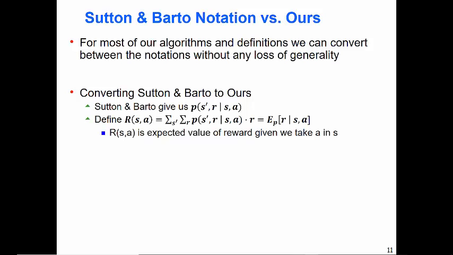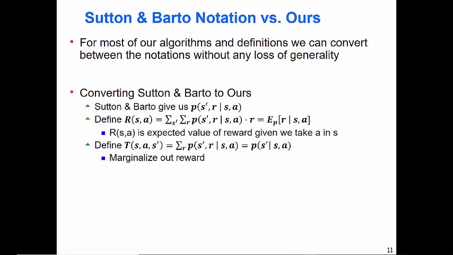One thing you can do is we're going to say that our reward function is just the expected reward that you're going to get for being in state S and taking action A. That's what these summations are doing. This is the expected reward. We're taking their function and just averaging. The other thing we'll do is get our T function by marginalizing out the reward from this function, just getting rid of it by summing it out. That's done like this. This is a basic rule of probability.